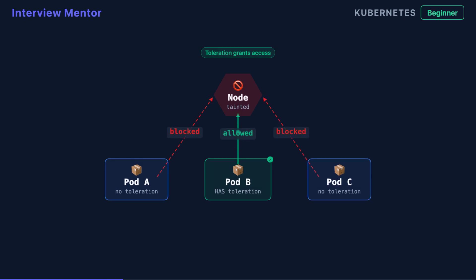Tolerations are applied to pods to allow them to schedule on tainted nodes. A pod with a matching toleration can bypass the node's taint and get scheduled there. The toleration is like having the VIP pass that gets you past the bouncer.